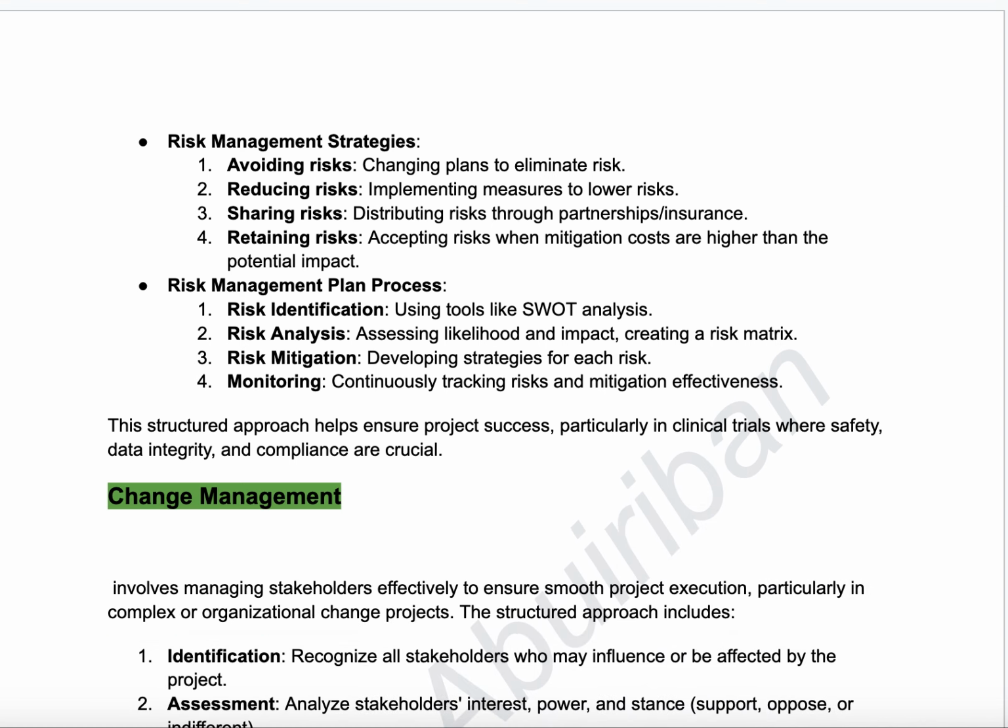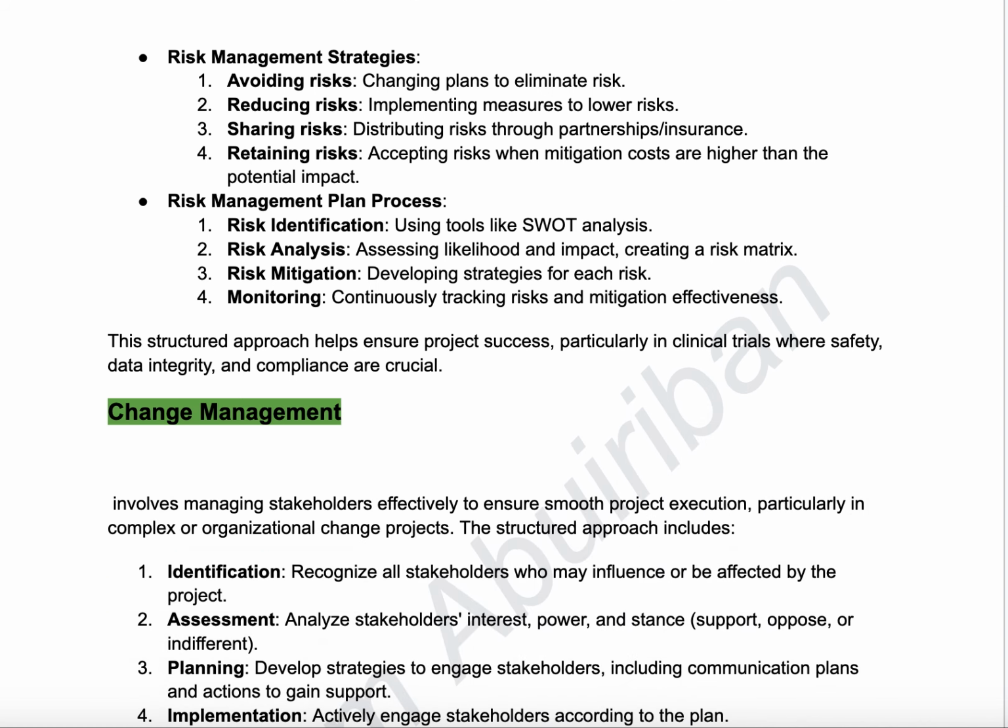Risk management plan process: risk identification using tools like SWOT analysis, risk analysis, assessing likelihood and impact, creating a risk matrix, risk mitigation, developing strategies for each risk, and monitoring, continuously tracking risk and mitigation's effectiveness. This structured approach helps ensure project success, particularly in clinical trials where safety, data integrity, and compliance are crucial.